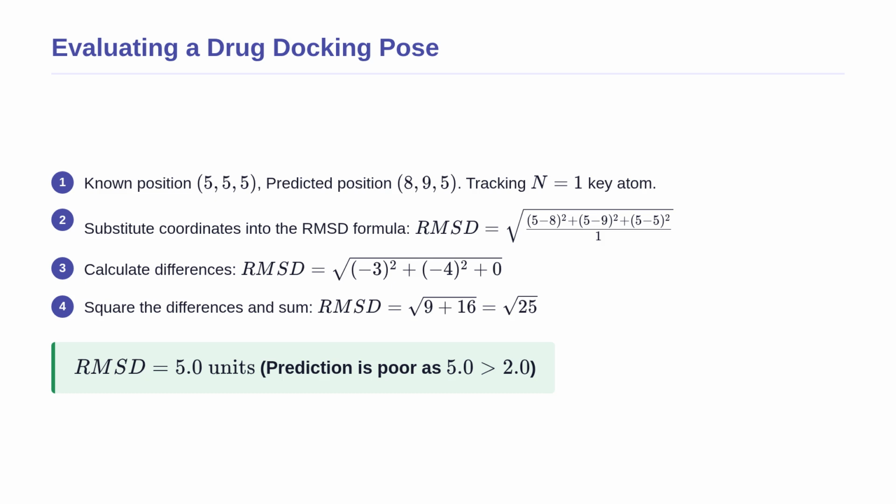We subtract the coordinates. 5 minus 8 is -3, 5 minus 9 is -4, and the z-coordinates cancel out to 0. Squaring these gives 9 and 16, which add up beautifully to 25. The square root of 25 is exactly 5.0. Because 5.0 is much larger than our acceptable threshold of 2.0, we conclude the computer prediction is poor, and the simulation must be run again.